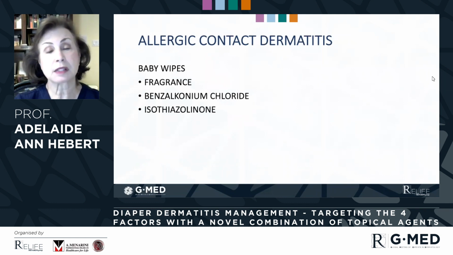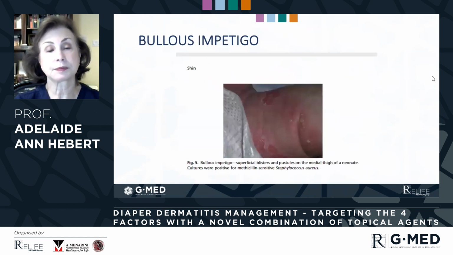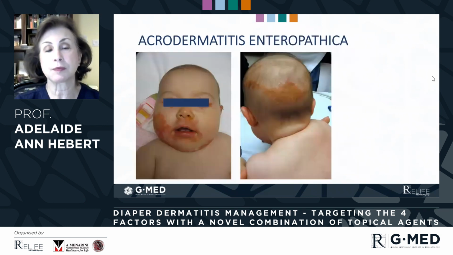Allergic contact dermatitis can certainly occur in the diaper area as a function of baby wipes that contain fragrance or benzalkonium chloride or isothiazolinone. Impetigo can also develop because of the occlusion in the diaper area, and that is illustrated for you here. Now, acrodermatitis enteropathica is a more rare form of diaper dermatitis.